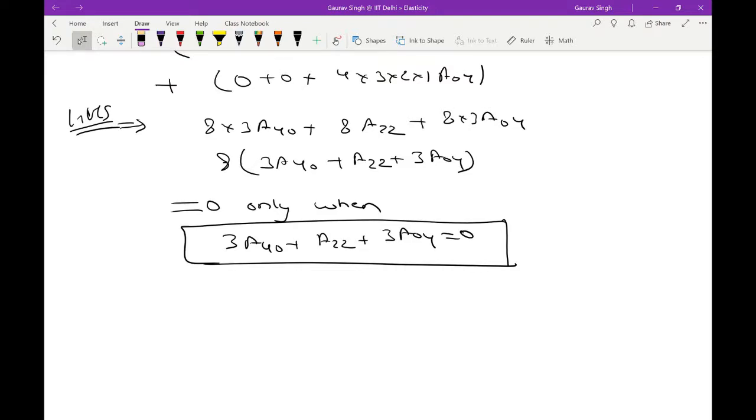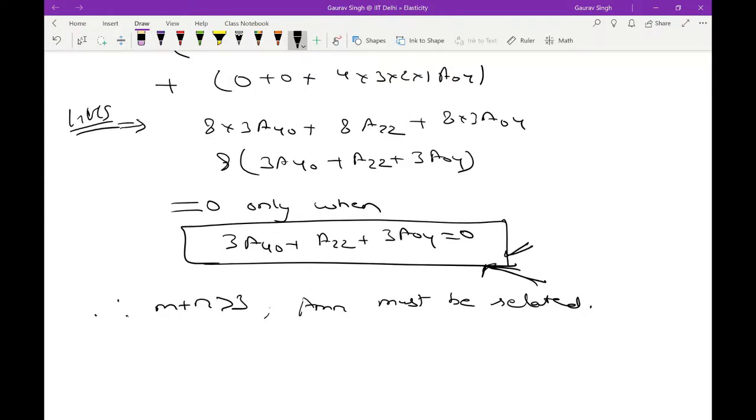So this is the meaning of the fact that for m plus n greater than 3, Amn must be related. Okay, in this case they are related by this, in some other situation it's related by some other function. So there is one constant in terms of the other two, and thus there are two constants to be determined. So in this case, you have to determine any two constants, because the third one you can find using this relation.